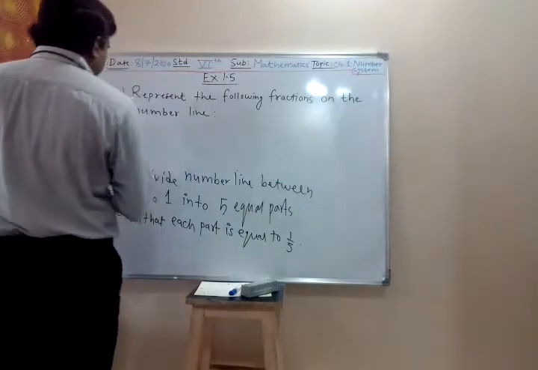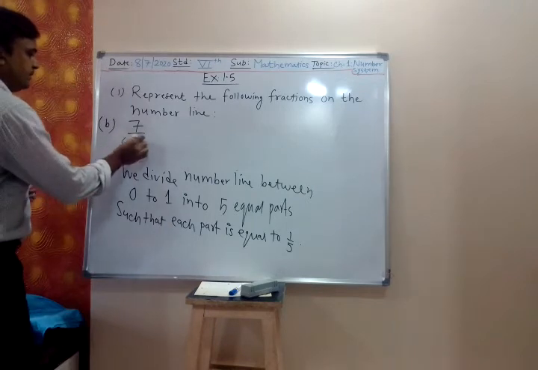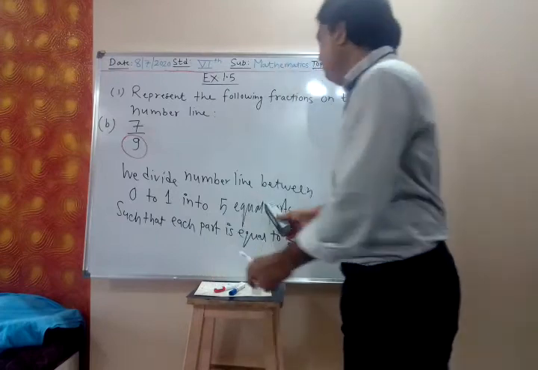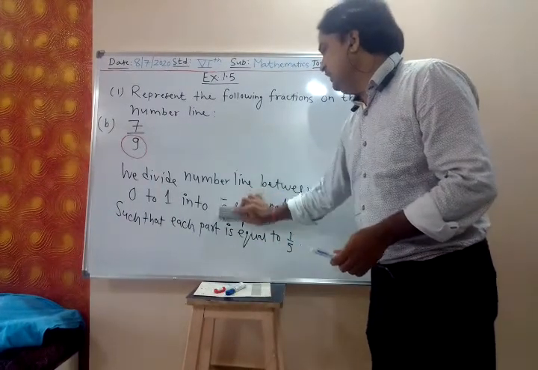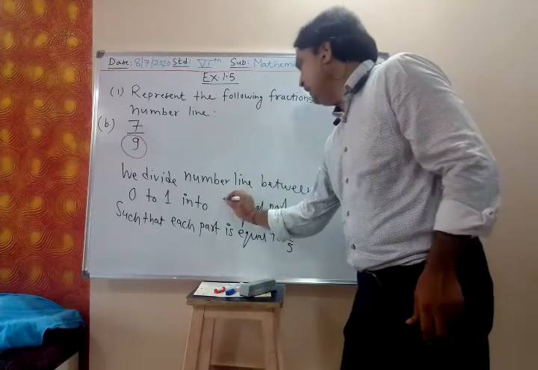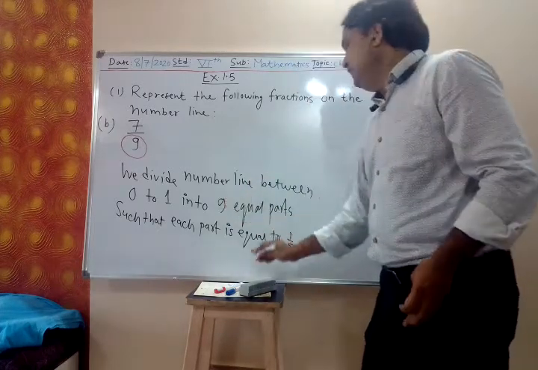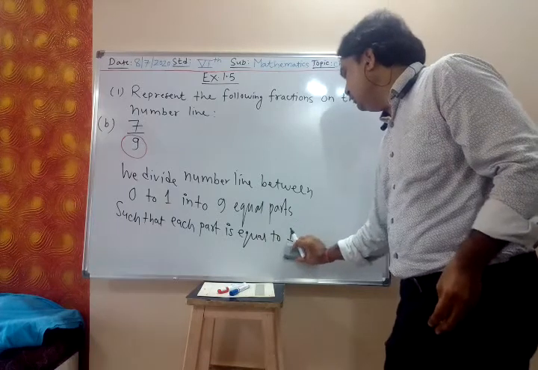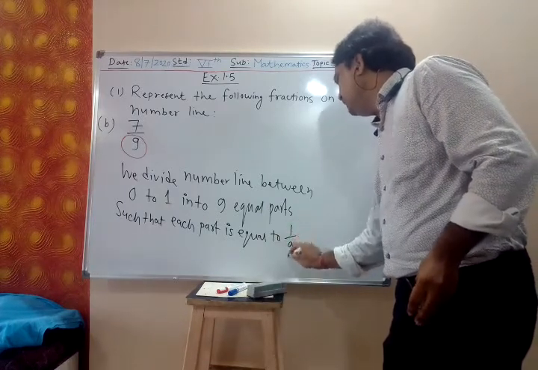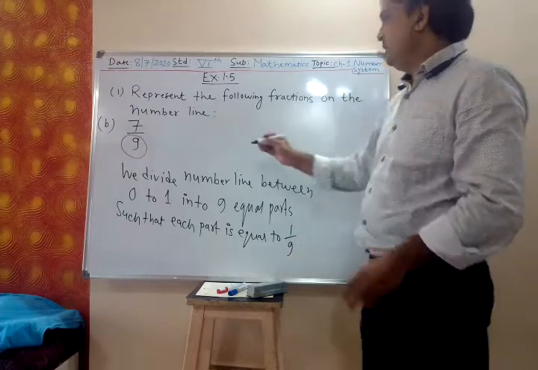See the denominator. Denominator is 9. So I will divide the number line between 0 to 1 into 9 equal parts, because the denominator is 9, such that each part is equal to 1 upon 9.